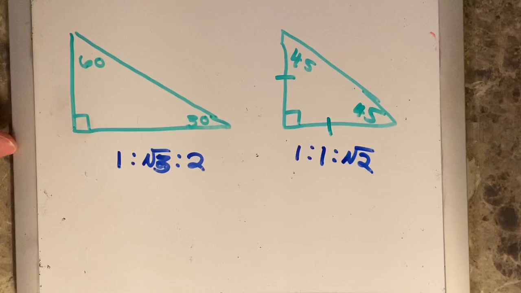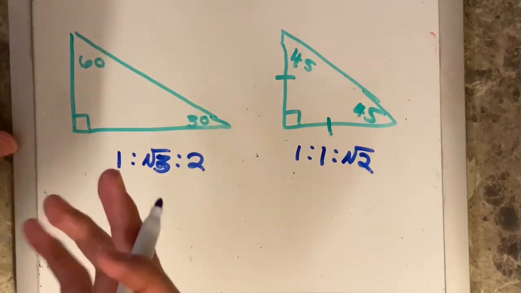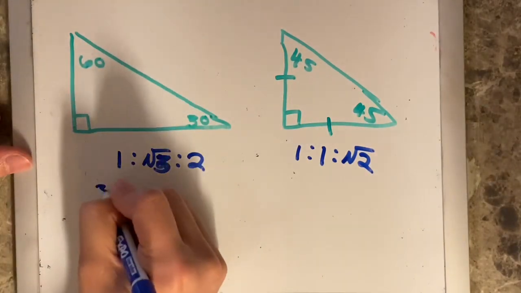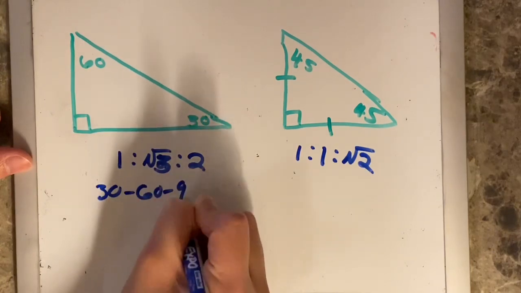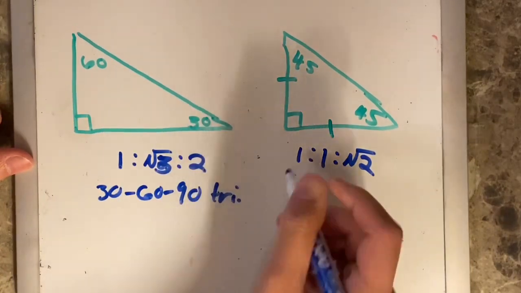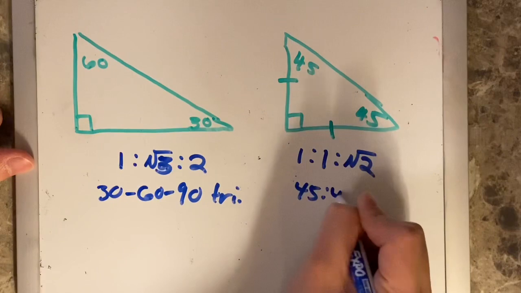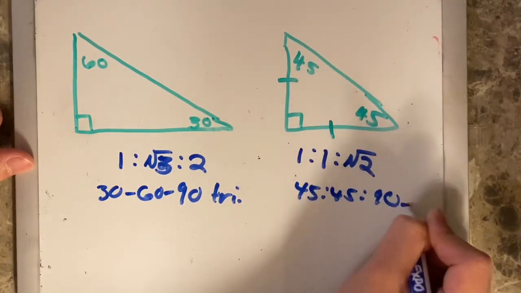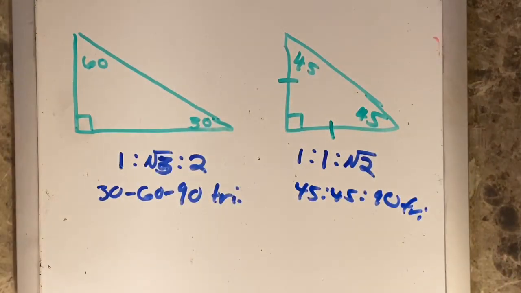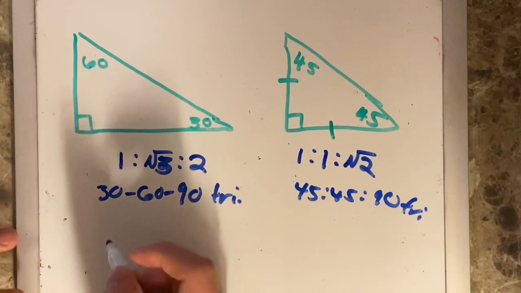Another way to write the name of the triangle in number form is 30, 60, 90 triangle. And then this one will be the 45, 45, 90 triangle. All right, so what do these ratios mean? To best explain this, I'll give you an example.